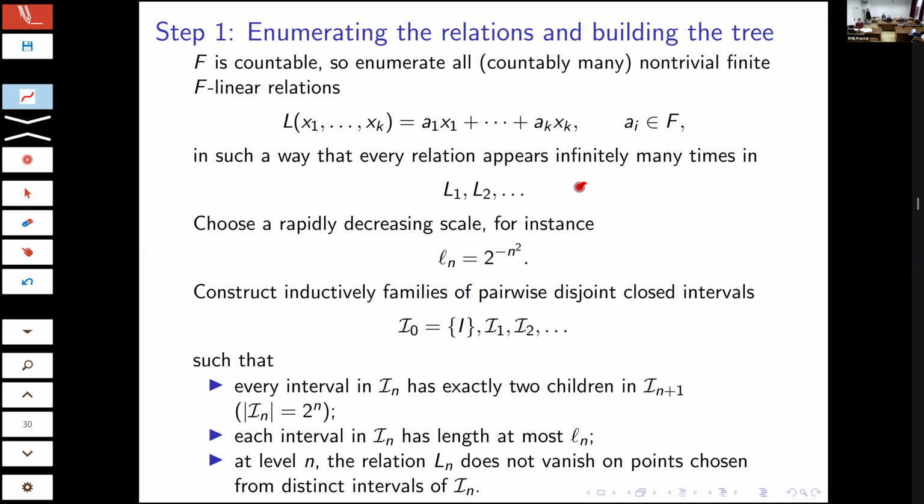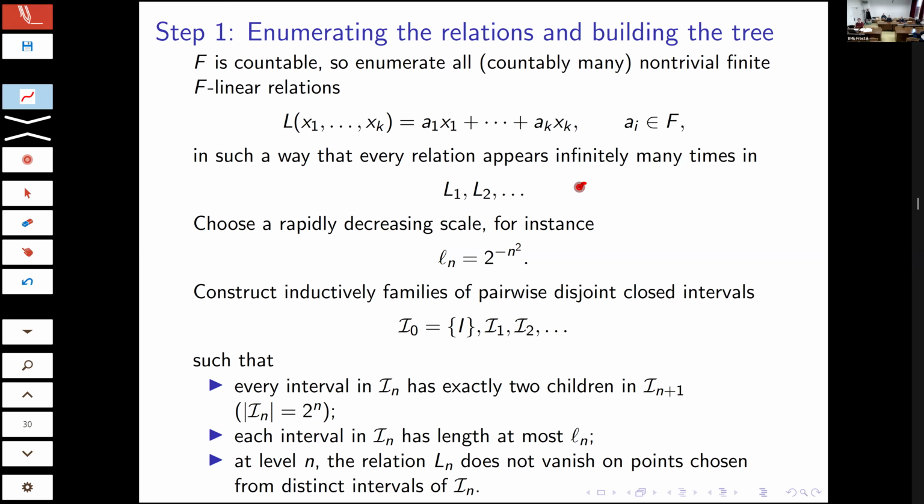Yes. So F is countable, so we can enumerate. That's the reason why we take a countable field. So we enumerate all non-trivial finite affine relations, which are of this type. And we repeat them, so we list them in a way that this list contains all of these expressions infinitely many times. We will go back to this later on.